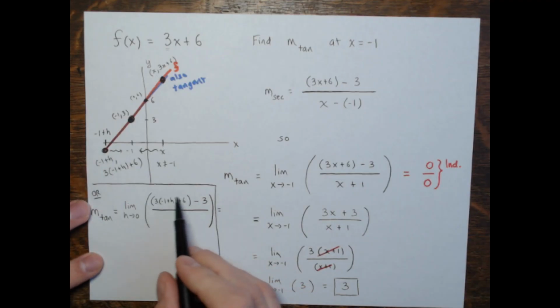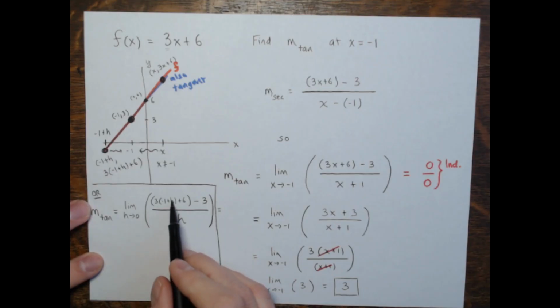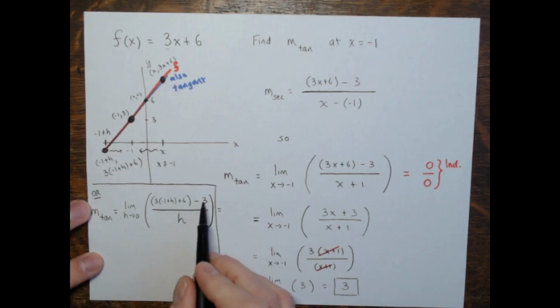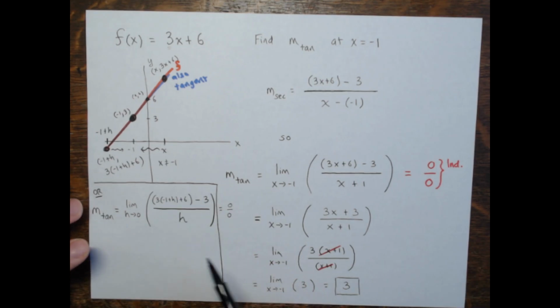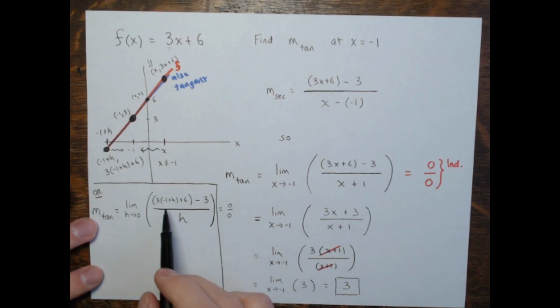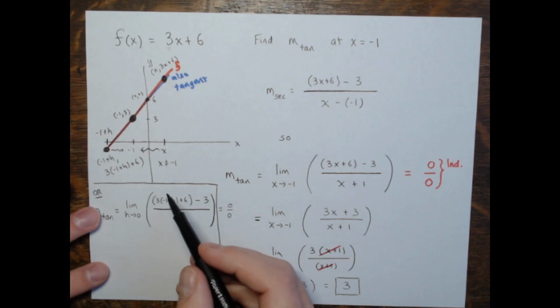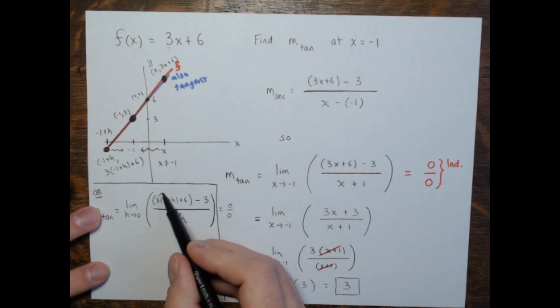So if you left it this way and just plugged in 0 for h, you'd end up with 0 divided by 0. This will be happening whenever you set up these limit definitions of the slope of a tangent line. So I've got to manipulate this expression. Now, I'm going to kind of skip ahead here. This is a little algebra.